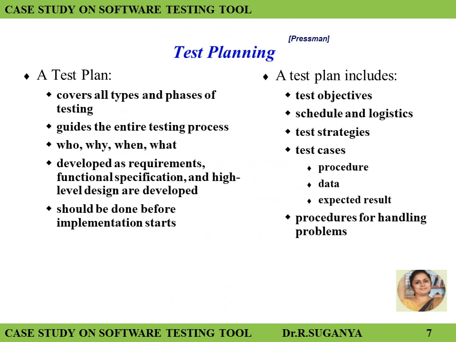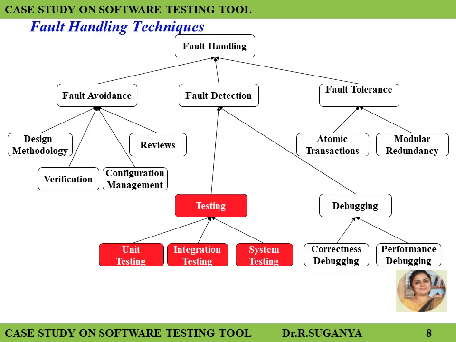We have the levels of abstraction to analyze and design, and for testing to integration. Test planning covers all types and phases of testing. It guides the entire testing process: who, why, when, what. It is developed as requirements, functional specification and high-level designs are developed, and should be done before implementation starts. A test plan includes test objectives, schedule and logistics, test strategies, test cases, procedures, data, expected results, and procedures for handling problems. Fault handling techniques include fault avoidance, fault detection and fault tolerance, and design methodology, verification, configuration management and reviews.